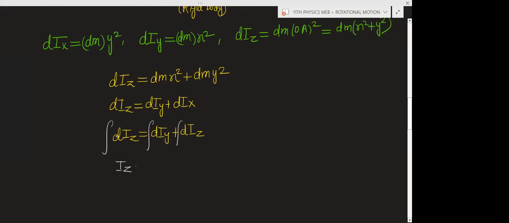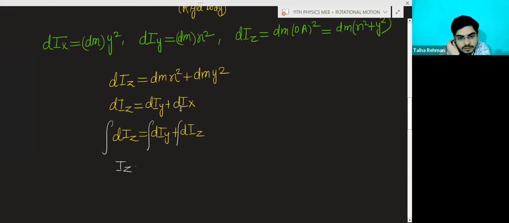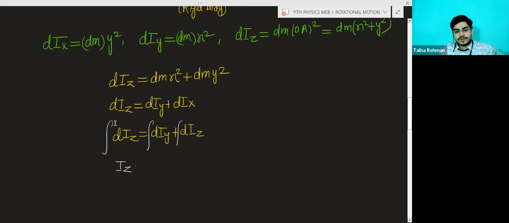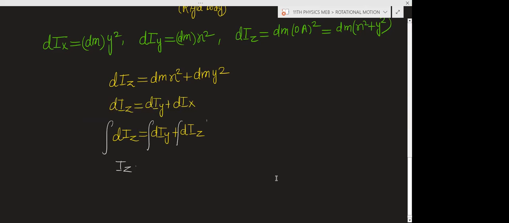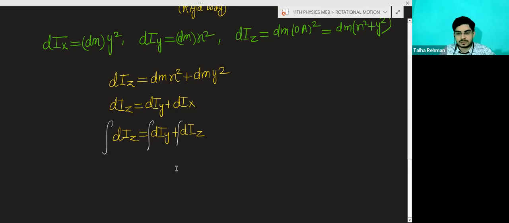We are doing the integration of the whole equation, on both sides. So it's di of z-axis equals di of y-axis plus di of x-axis, right? Yes.